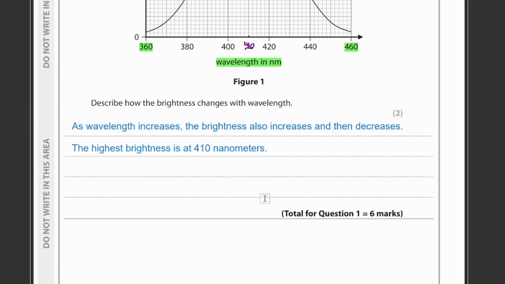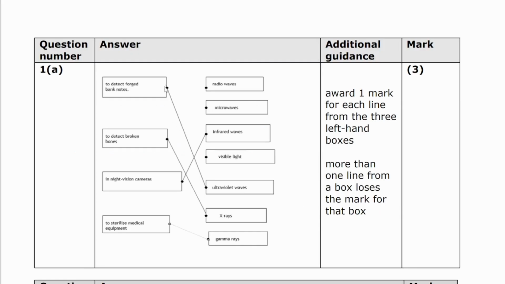Before I move on to question number 2, let me share with you what the marking scheme says. As you can see in the marking scheme, they have only drawn one line and we've got all of those right.